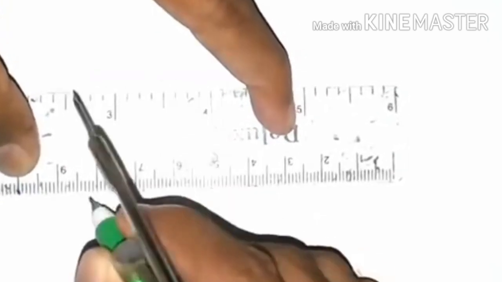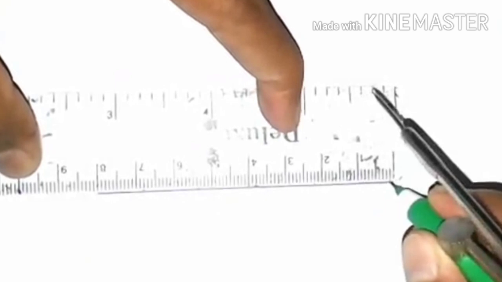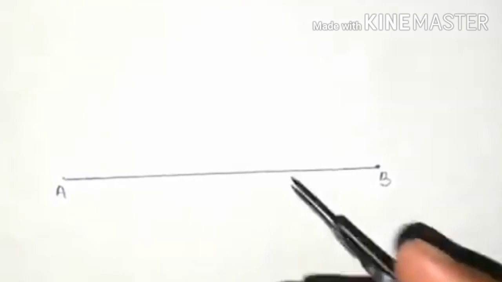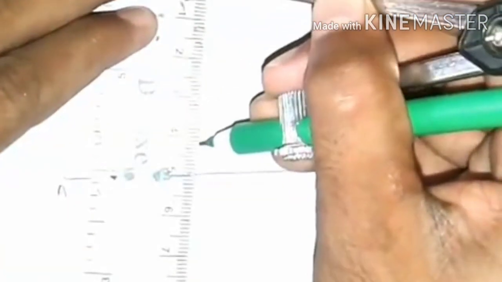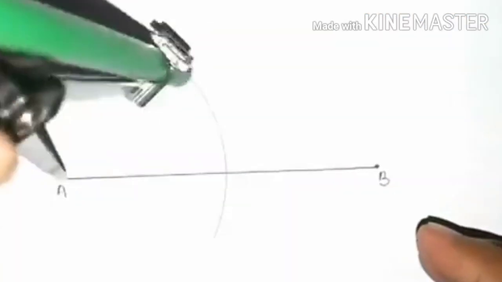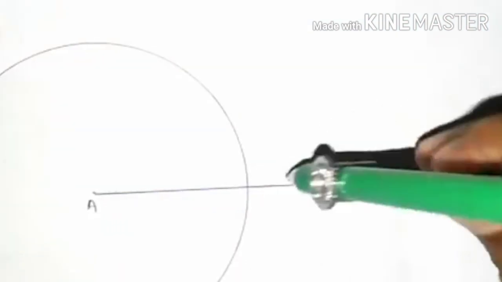Take your ruler and draw a line segment of length 8 cm and label it as AB. Then take 4 cm in your compass, fixing at A, draw a circle with A as center. Then take 3 centimeter, with B as center, draw another circle.